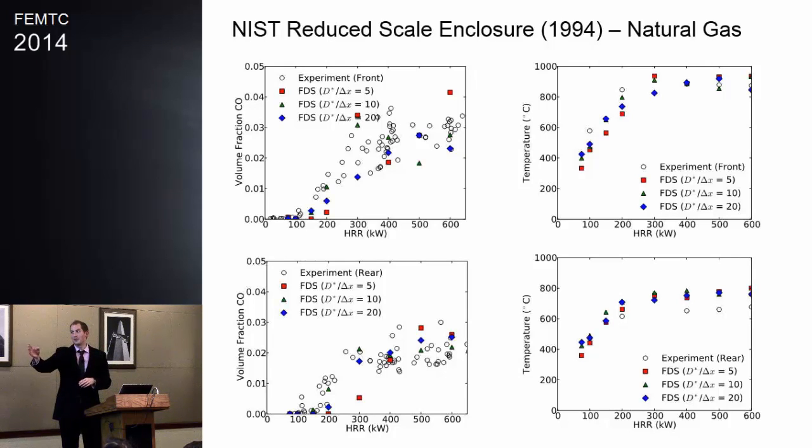You can see that we have good predictions of CO concentrations and temperatures in the compartment, and even for the 3 grid resolutions, we're doing a pretty good job predicting CO at a wide range of heat release rates. I think we go from 50 to 600 kW in terms of fire sizes in that compartment.